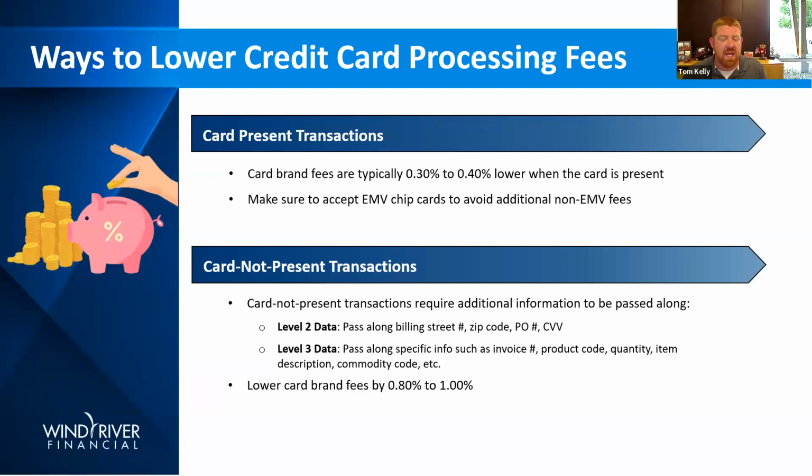And then in some cases on B2B, business to business, business to government transactions, certain business cards do qualify for incentive rates, which are called level 3 data: invoice number, product code, quantity, item description, commodity code, things like that. That's a little bit deeper of a conversation. But there's ways that you can lower those interchange rates by, in some cases, over 1% by passing that level 3 data. Again, that's something that your processor is going to need to work with you on. At Wind River, we can help automate that process for those merchants that qualify for those types of cards.